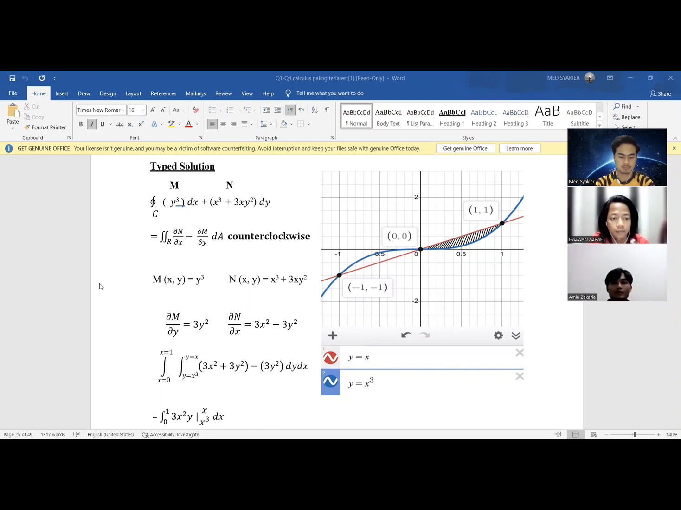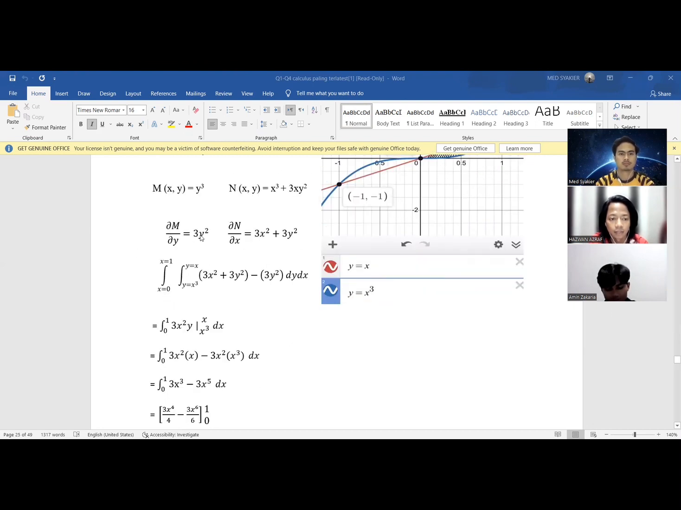So the first step is we identify M as y cubed, and N as x cubed plus 3xy squared. Then we set up the double integral of the partial of N with respect to x minus the partial of M with respect to y. We get the partial of M over the partial of y is equal to 3y squared, and the partial of N over the partial of x is equal to 3x squared plus 3y squared. Then we insert the limits.